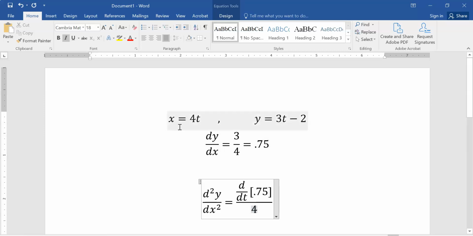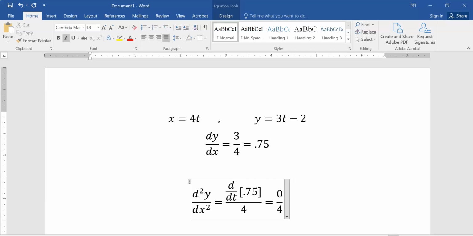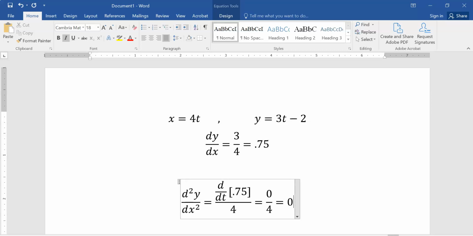Okay, so that's your original x equation. Hopefully that makes sense. Derivative with respect to t of the x equals 4t equation. So on top we get a 0, on bottom we get a 4. All right, so the second derivative is 0. Now this one is not really interesting.